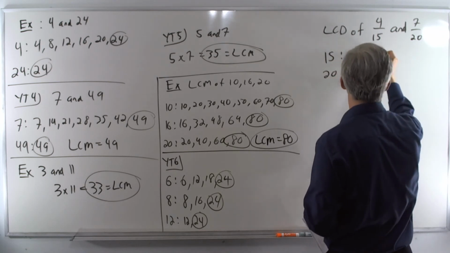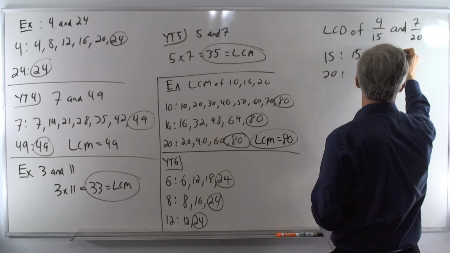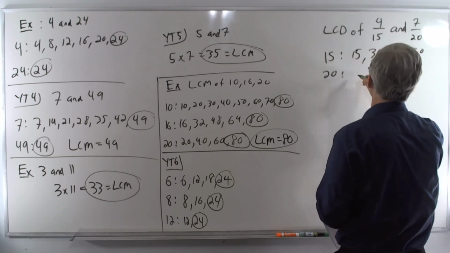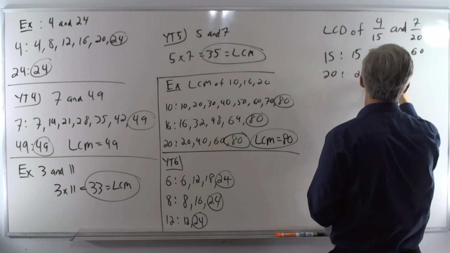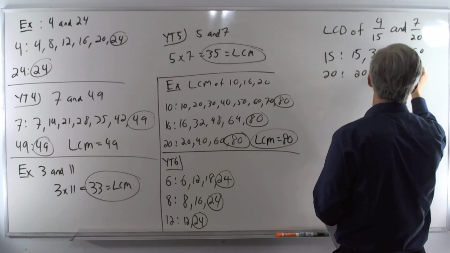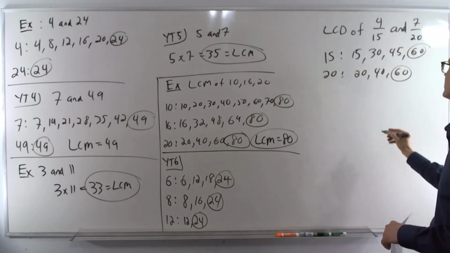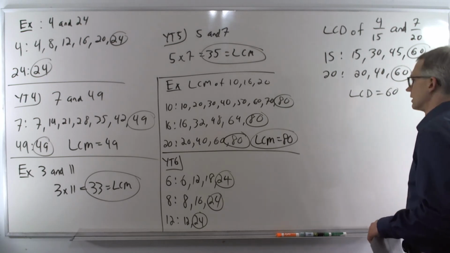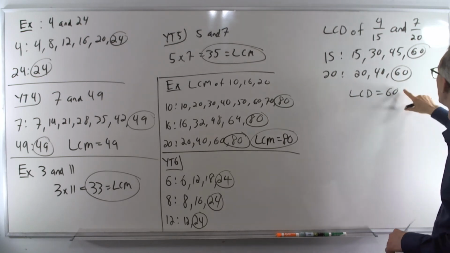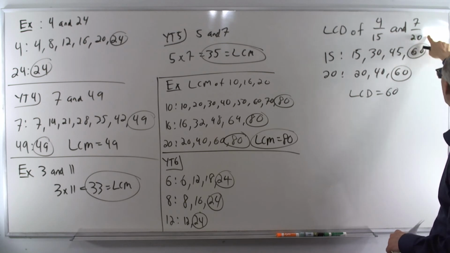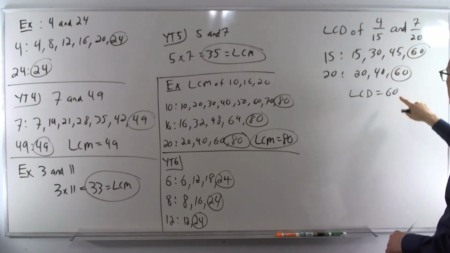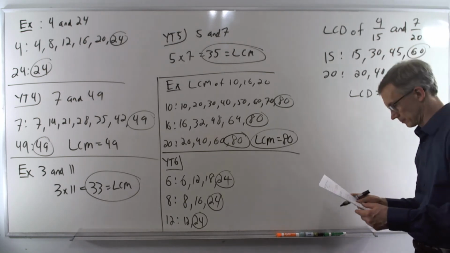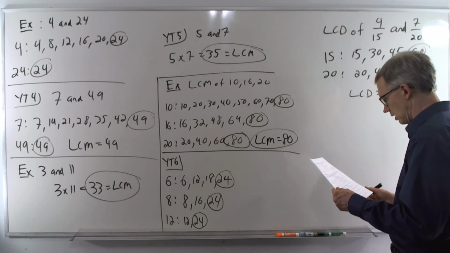So write up the multiples just like we did before. And our first match is 60. So that means the LCD equals 60. So what we're going to work on then is transforming both of these fractions to have a denominator of 60. Your turn, number 7.